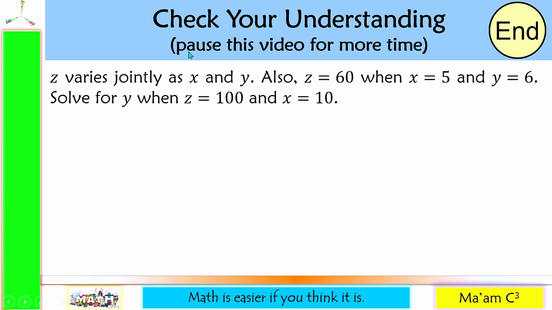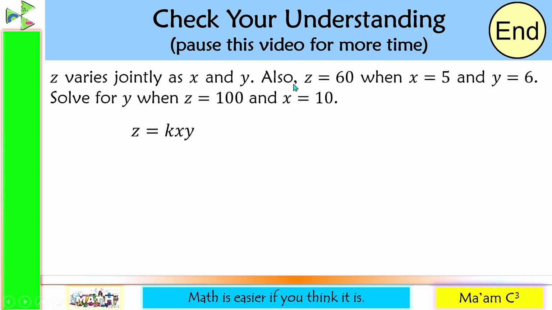Let us answer. Z varies jointly as x and y. Also, z is equal to 60 when x is equal to 5 and y is equal to 6. Solve for y when z is 100 and x is equal to 10. Let us write first our variation equation. Z varies jointly, so z is equal to k x y.